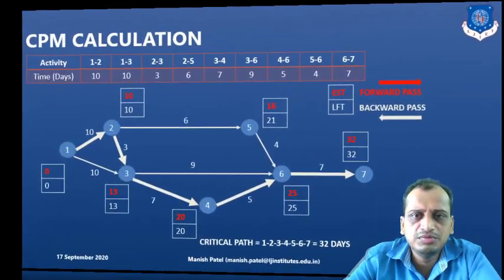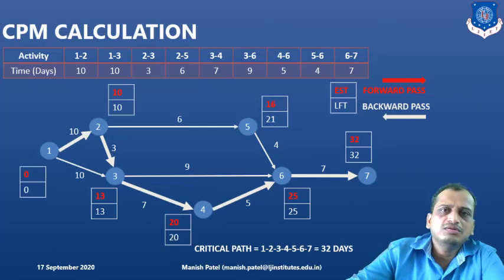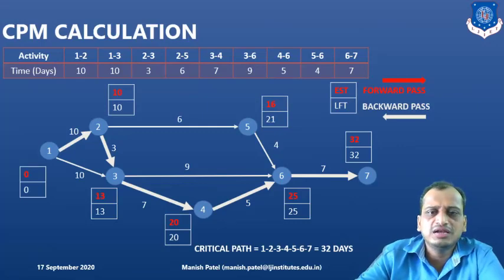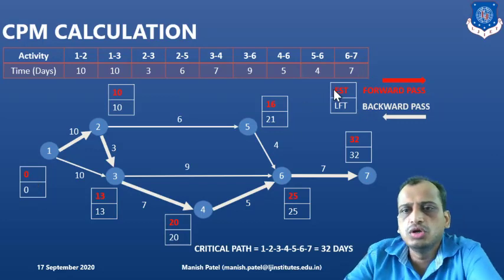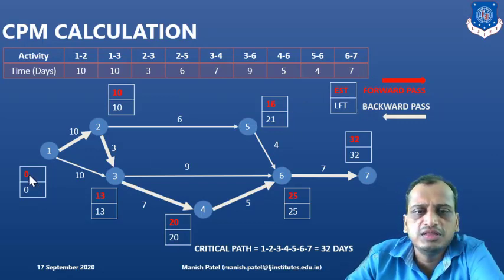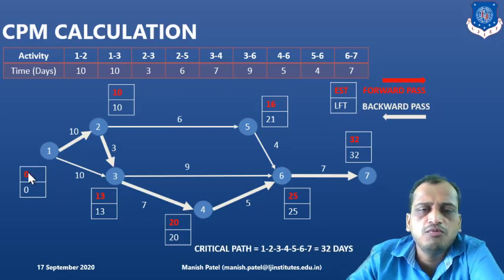Next, what is the next step? This is the crucial step. Whenever the activity starts, at the starting event, the top one in the box is the earliest start time. The bottom one is the latest finish time, right? So let's start with the top one. From 0 we will add the duration. So 0 plus 10 is equal to 10 here, right? 10 plus 3 is equal to 13.